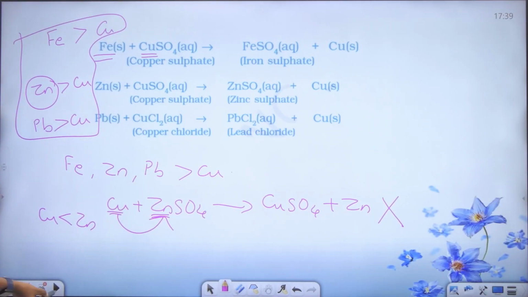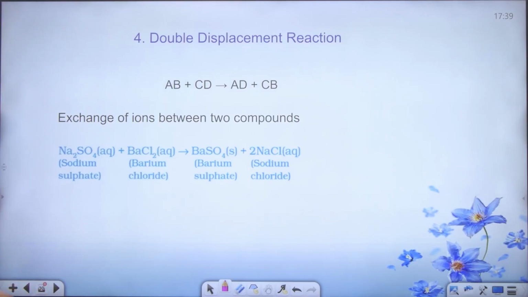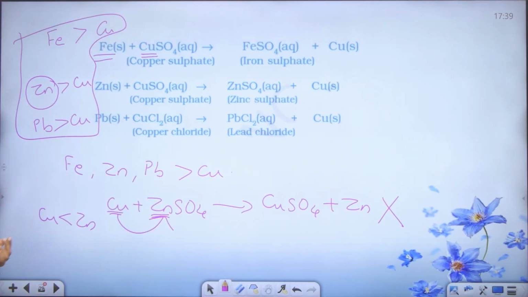Then, is it clear? A more reactive element displaces a less reactive element from its compound. In the reactivity order, iron, zinc and lead are more reactive than copper.